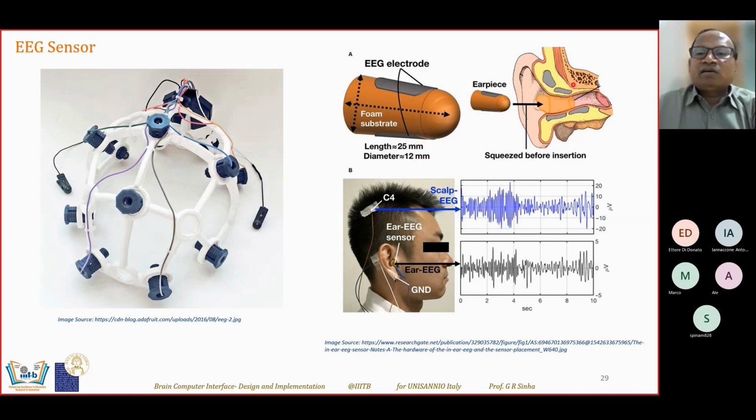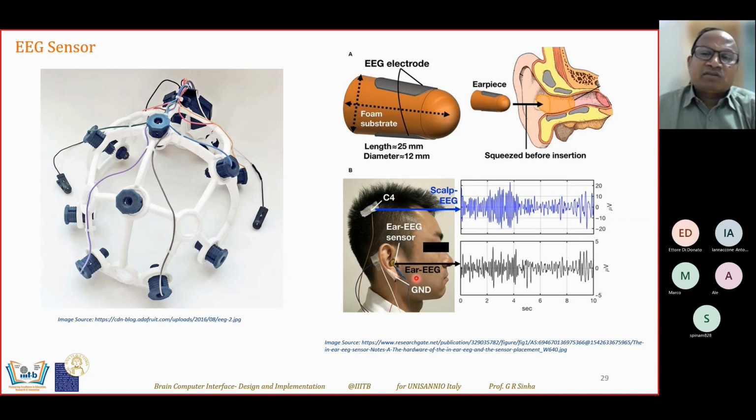And this is an earpiece, where there are also a lot of electrodes coming from there. You can get brain-related signals with the help of the earpiece as well. So you can also insert it inside, and an ear EEG sensor can also be obtained.